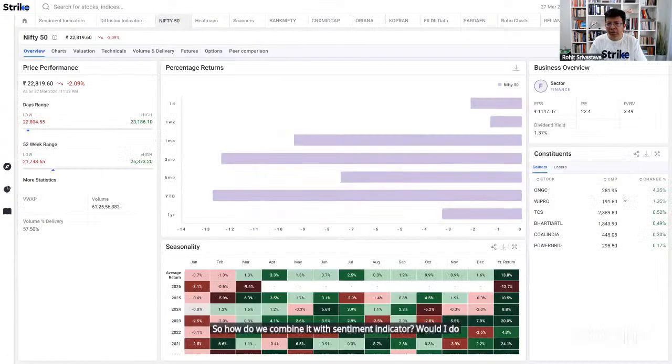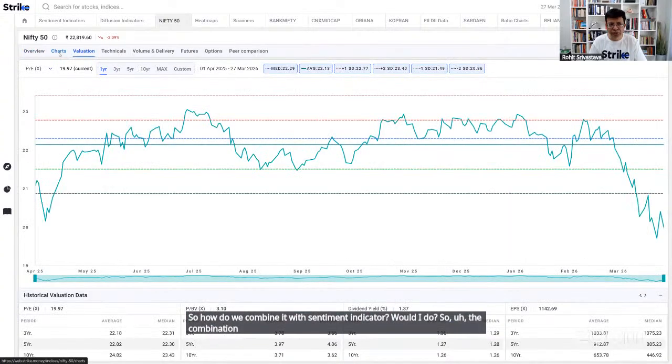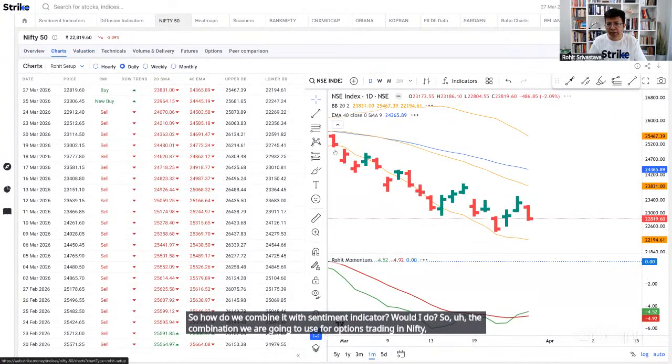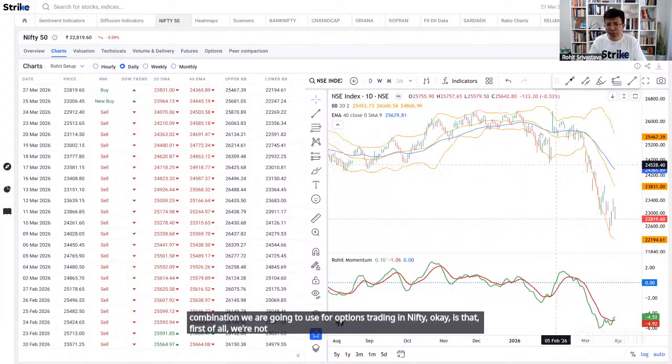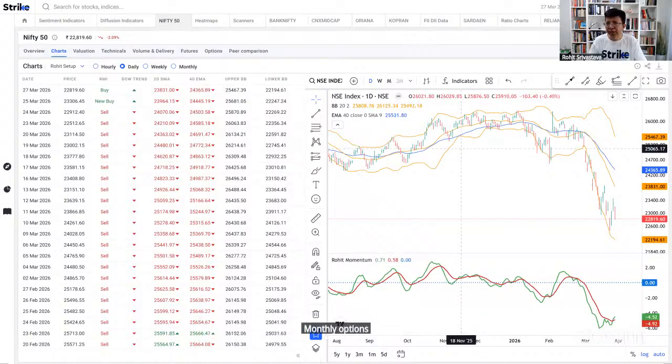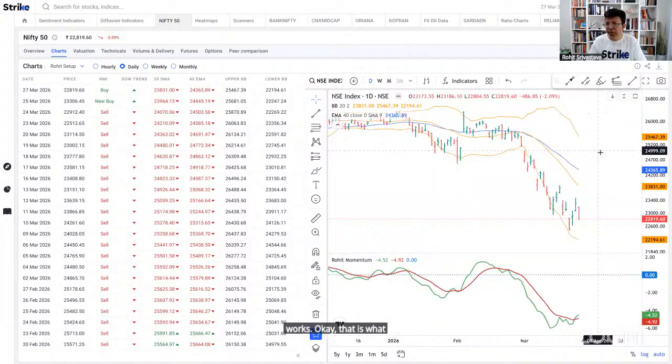So the combination we are going to use for options trading in Nifty, okay, is that first of all we are not going to buy weekly options. मैं पहले ही बता देता हूँ क्योंकि बाद में बताऊंगा. Usually बाद में बताता हूँ, इस बार मैं पहले ही बता रहा हूँ. Monthly options का इस्तेमाल करेंगे. And the reason for that is that is what works. ओके दैट इज व्हाट वर्क्स क्योंकि हमें समय को समय से डिफीट करना है.